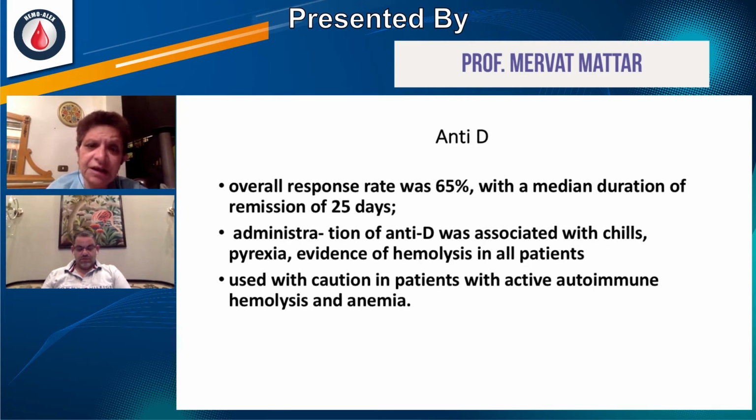Now, anti-D has been used for a while in Egypt. I cannot find it very easily in Egypt these days, but we used to try it. The overall response rate was 65% with a median duration of remission of 25 days. So it's still a transient mode of action. Administration of anti-D usually can be associated with chills, pyrexia, and evidence of hemolysis in some patients. It can be used with caution in patients with already active autoimmune hemolysis and anemia.